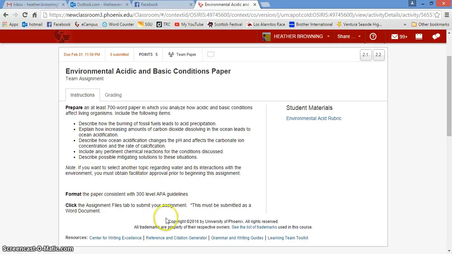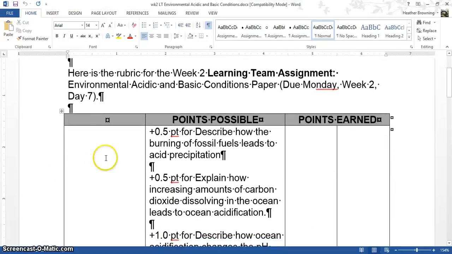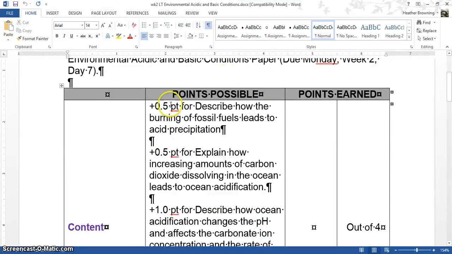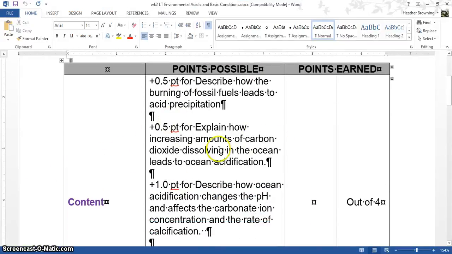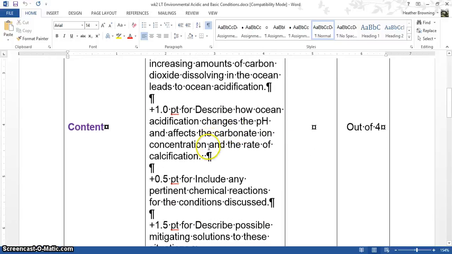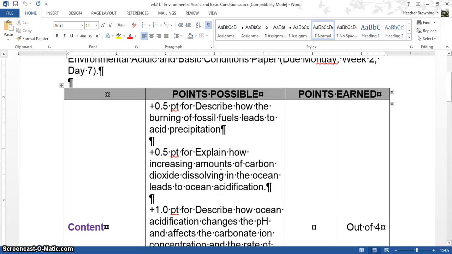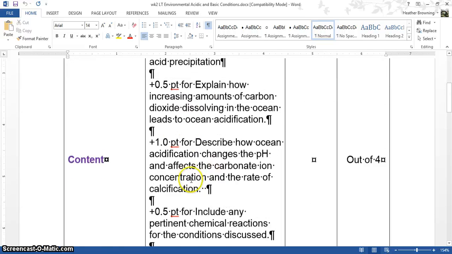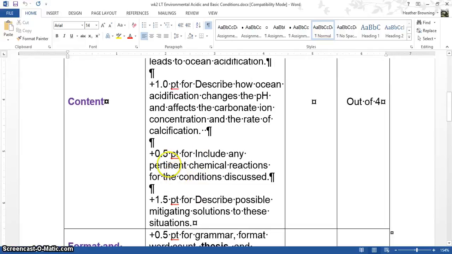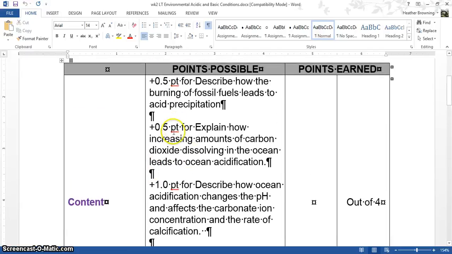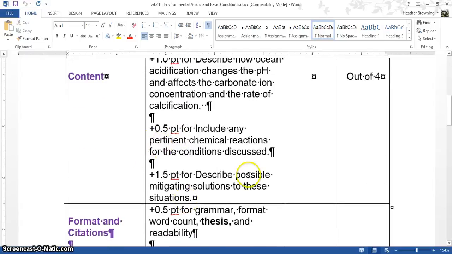Let me go open up that rubric. Okay, so here's the rubric. It's going to be half a point for describing the burning of fossil fuels, half a point to explain, a point for the pH changes, half a point for the chemical reactions, and a point and a half for possible mitigating solutions. So from a teacher point of view, that means this is probably going to be a little short section just because it's your chemical reactions. So you're basically getting points to look it up. These two will probably be a little tiny. This one should be longer, and most of yours is going to probably be in this last section.